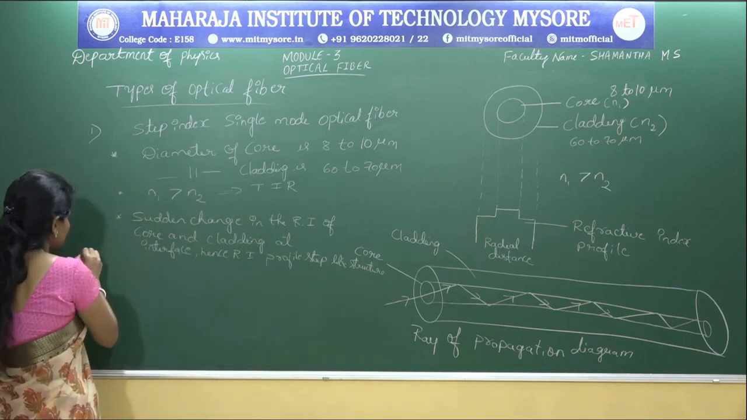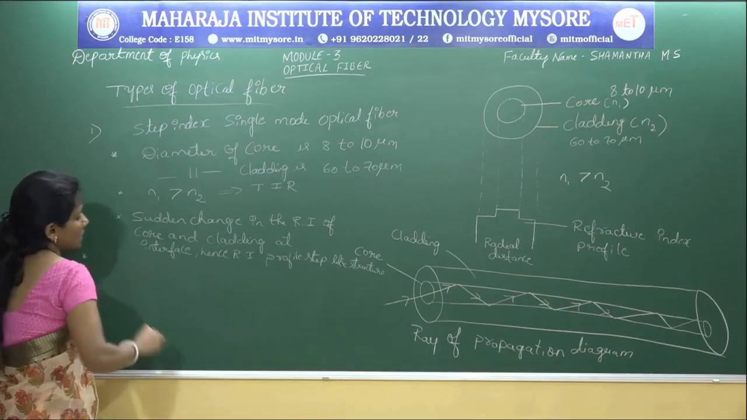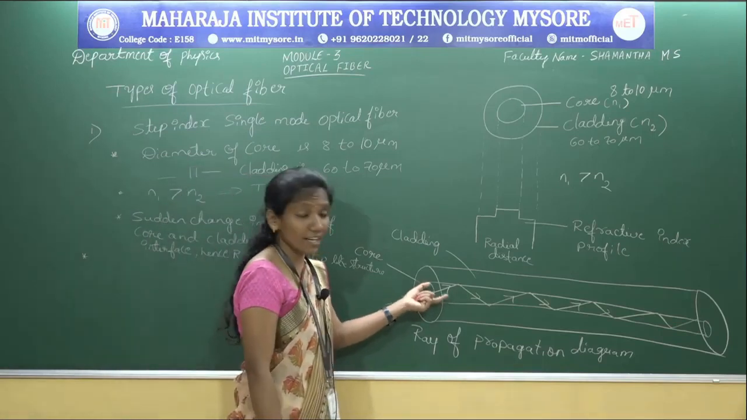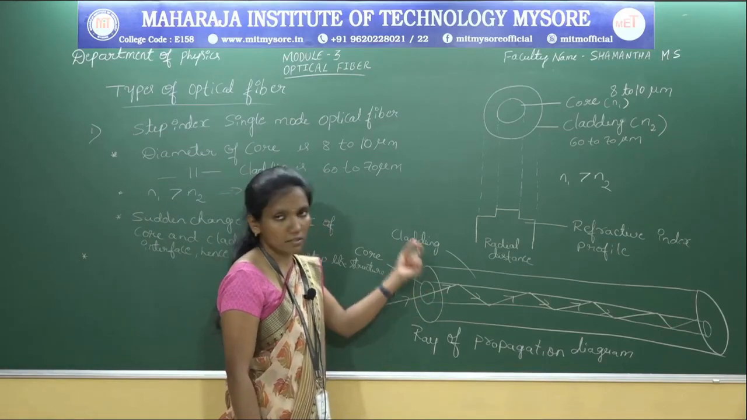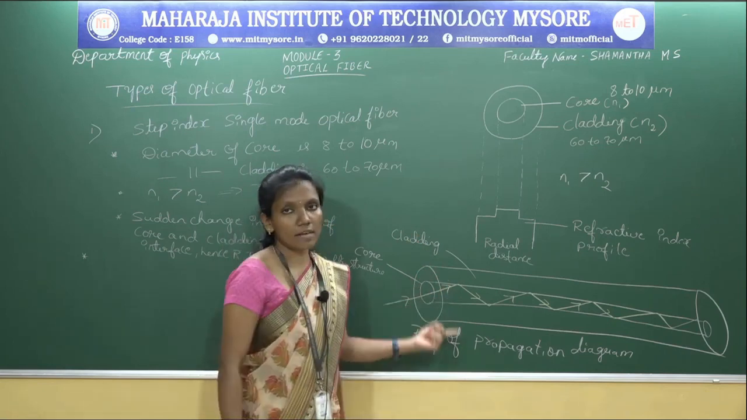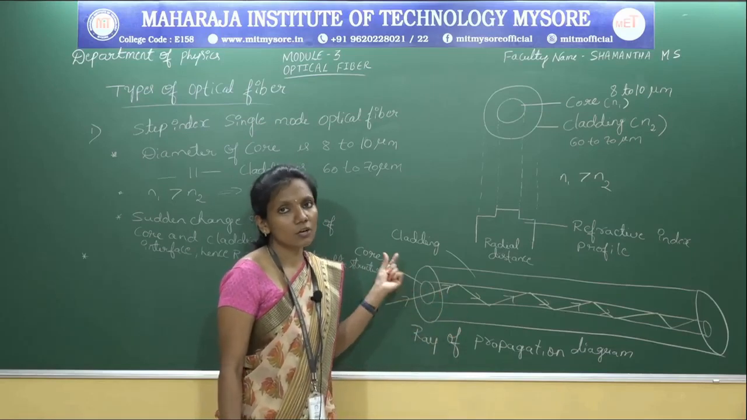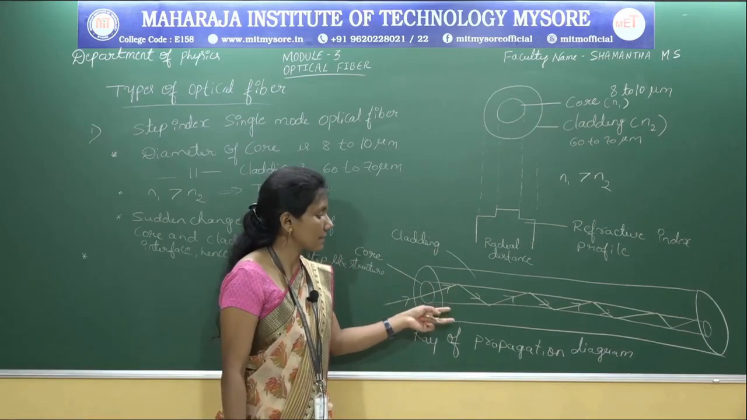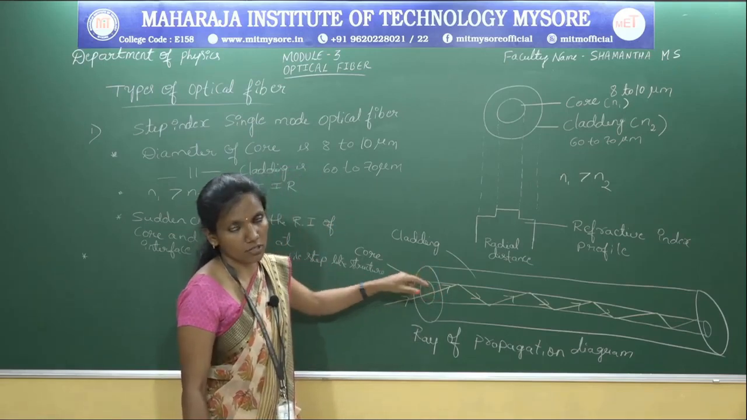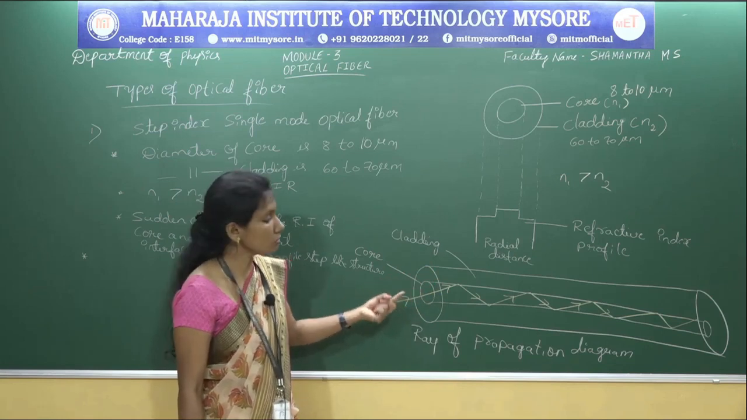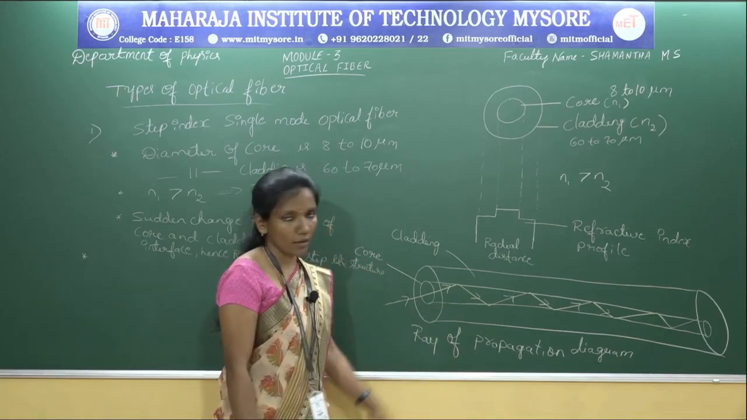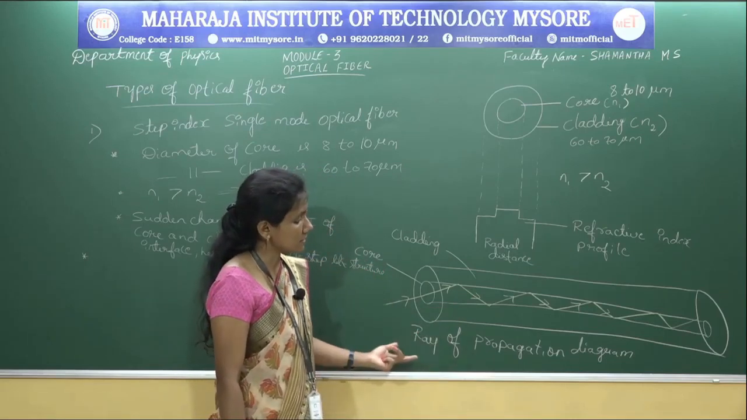And here the diameter of the core is very narrow, so only one ray of light signal can pass inside the core. Compared to the cladding, it is very narrow in structure. That's why it can allow only one single ray of light inside the optical fiber. So like this it is considered.